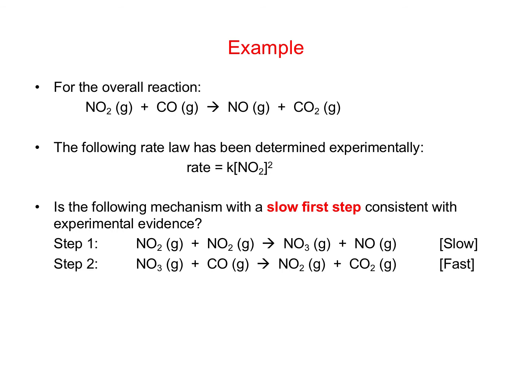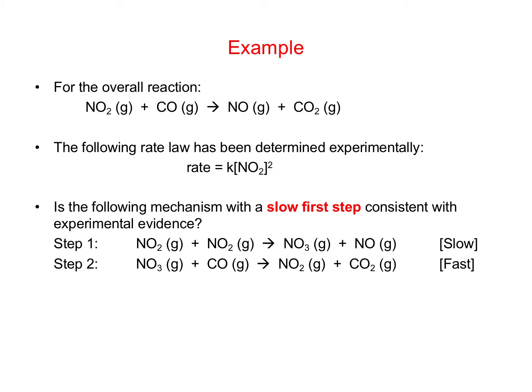Alright, so here's an example problem. And in this example problem, we're given an overall reaction, and we're also told what the experimentally determined rate law is. Finally, we're given a proposed mechanism, and they've told us that the first step is slow and the second step is fast. And we want to know, is this mechanism consistent with the experimental evidence? The experimental evidence being the experimentally determined rate law and the overall reaction.